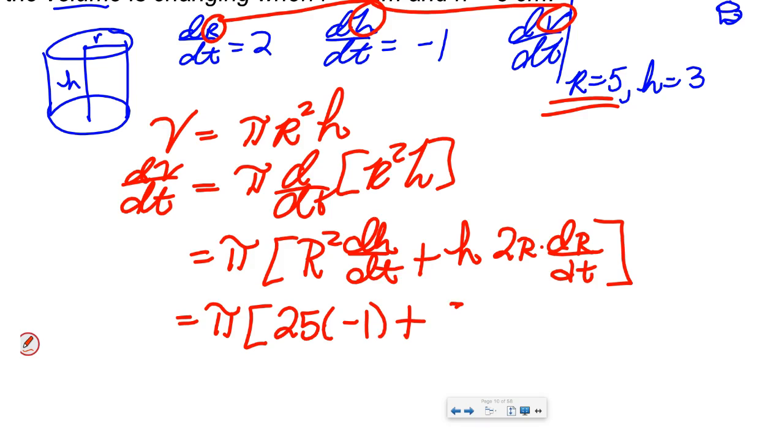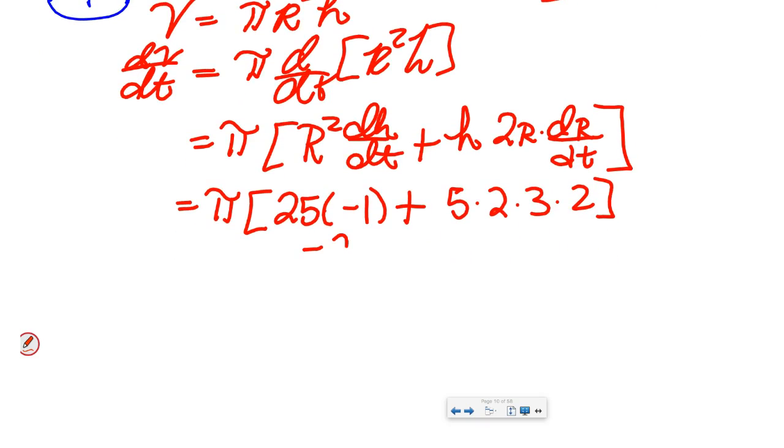H is 5, r is 2, R is 3, and dr/dt is 2. So when I clean that up, I've got -25 plus 60, and that's going to give me 35. So I have a positive 35 pi, which means the volume's going up quite a bit as I flatten that out. Usually as you increase a radius, things grow more than when you increase a height, because in the volume formulas, the radius is squared, so it causes a greater increase overall. Anyhow, just a little tidbit.